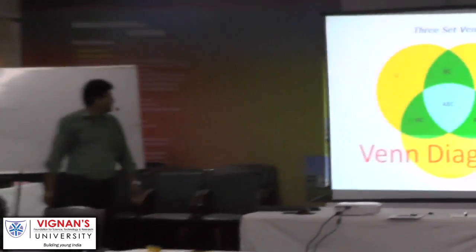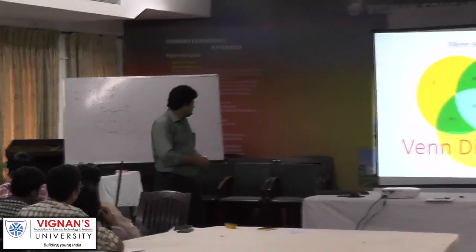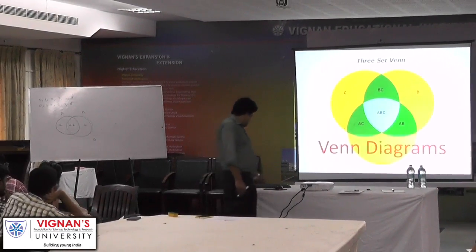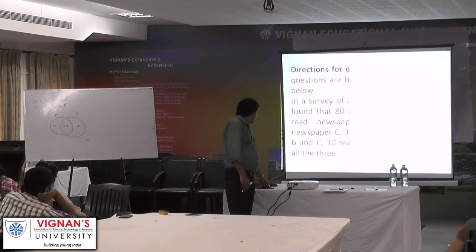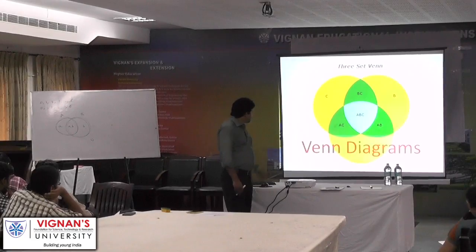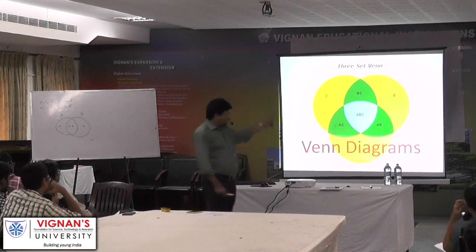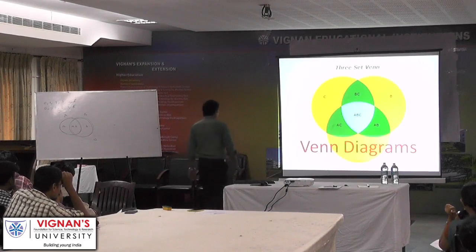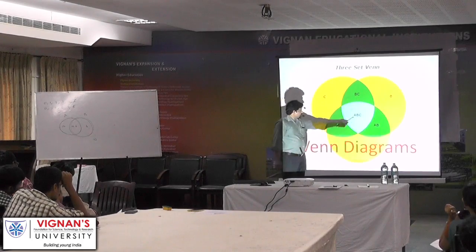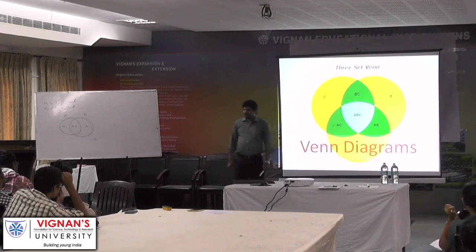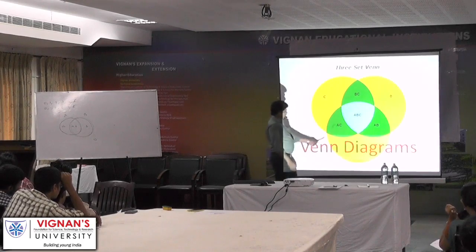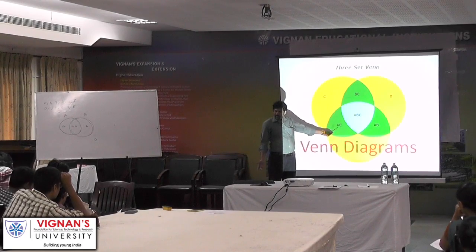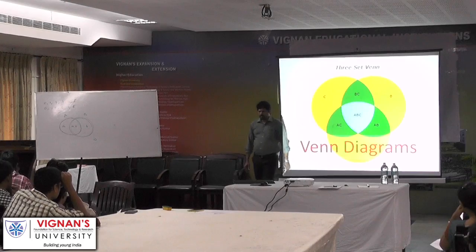Similarly, if you have 3 sets, say A, B, C, now the regions are like this. What does that show you? Only C. That is only B. This is only A. Now what is this? All the 3: A, B and C. What about this? A, C but not B. Only A and C. Otherwise, A and C but not B.